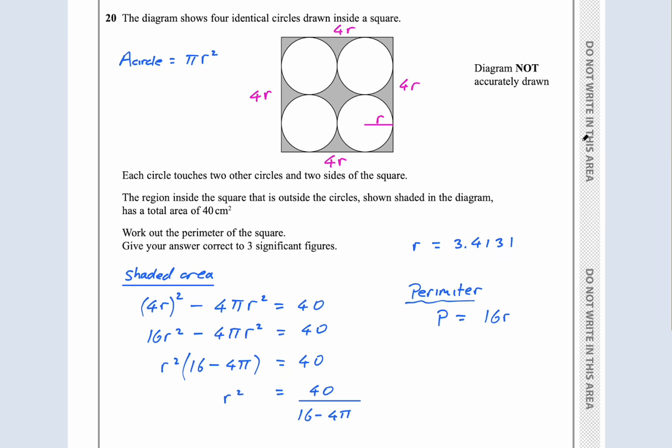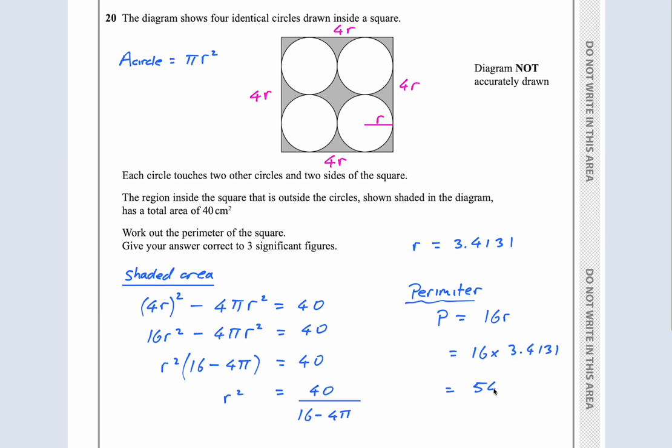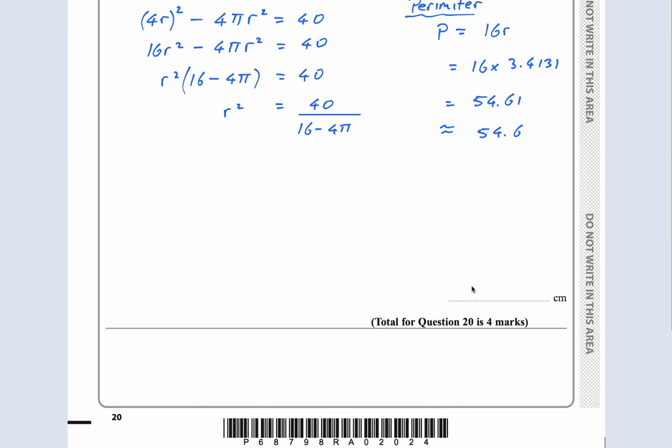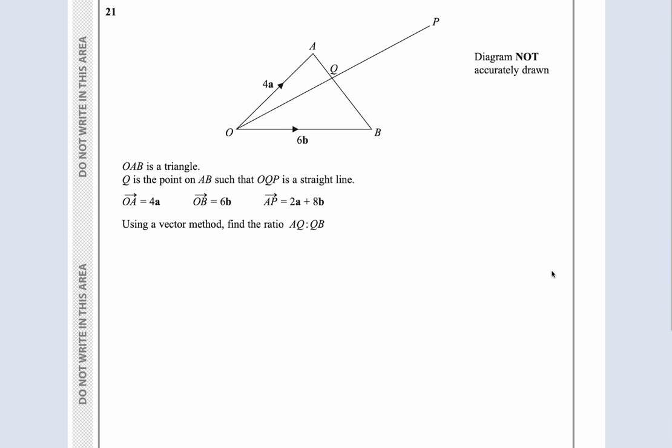So the perimeter is 16r. I now know what r is. It's 16 times 3.4131, and this times 16 is 54.610. 54.61. He wants it to 3 significant figures, so let's go 54.6, and it is in, or should be in centimeters. It is 54.6 centimeters. Okay, question 21.